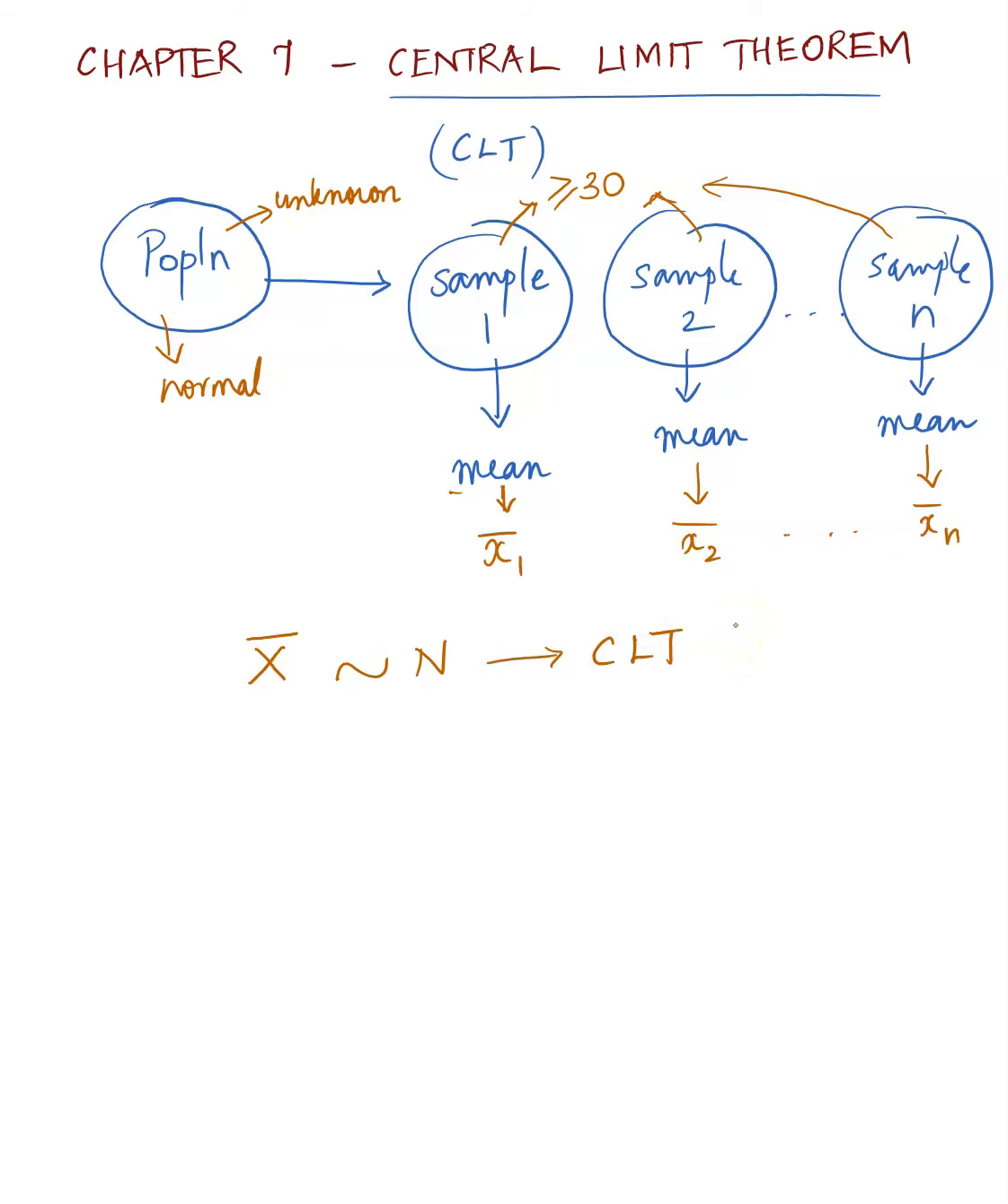The central limit theorem says, if you are drawing your samples from a population whose distribution is unknown, and you make sure that your sample size is at least 30 for each of those samples, and you took their means, x1 bar, x2 bar, etc., then the distribution of sample means will tend to follow the normal distribution, despite the fact that we do not know the distribution of the population.